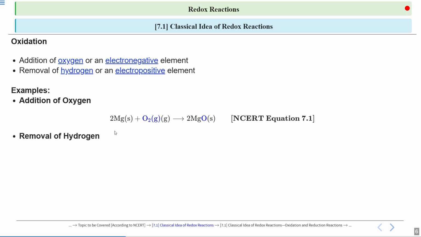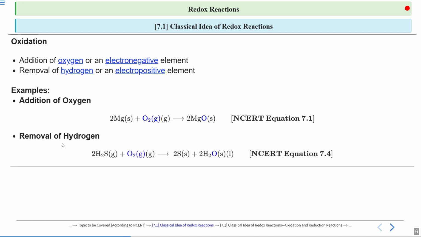Let's have another example which is directly related with the removal of hydrogen. So here you will find that the reaction of hydrogen sulfide is taking place with oxygen. Hydrogen sulfide on being reacted with oxygen gives sulfur plus water.